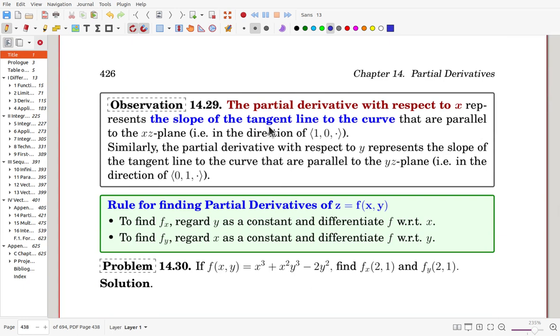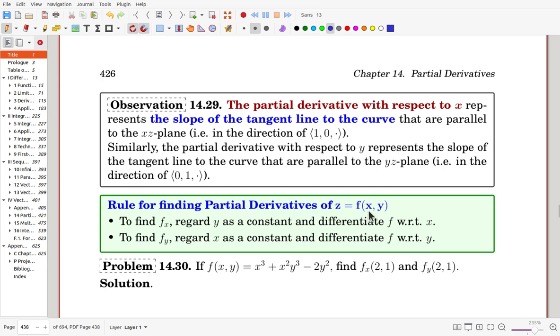The partial derivative with respect to x represents the slope of a tangent line to the curve that is parallel to the xy plane. And also, the partial derivative with respect to y represents the slope of the tangent line to the curve. Now, with this observation, we can find a rule for the computation of partial derivatives.